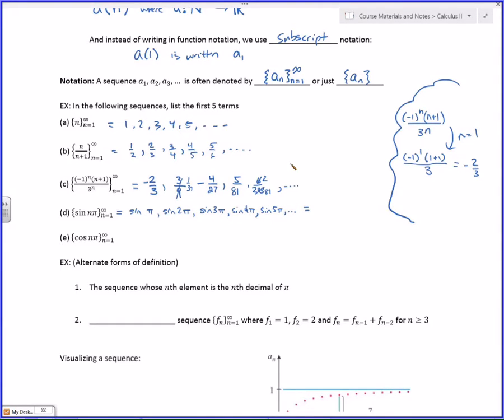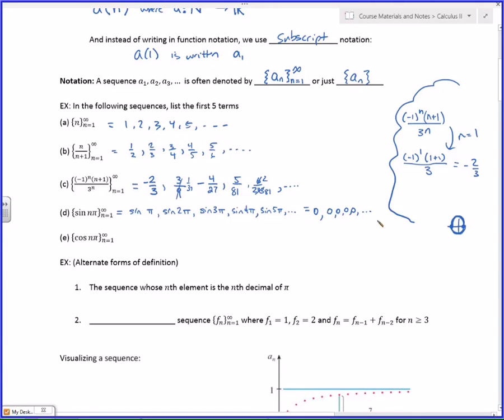What is sine of pi? 0. What's sine of 2 pi? 0 again. Wow. Sine of any multiple of pi, right? So remember, sine is the y coordinate on the unit circle. So pi is over here, right? There's pi, and then 2 pi, and then 3 pi, 4 pi. The y coordinate's always 0, dot, dot, dot.